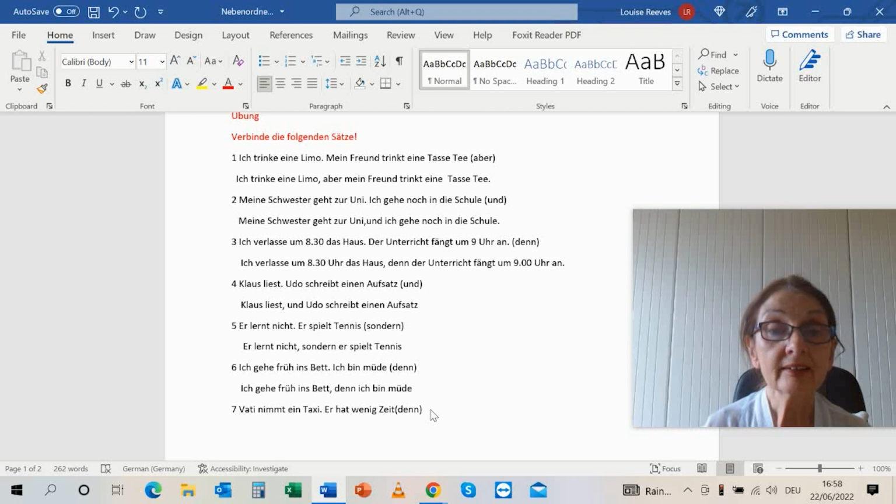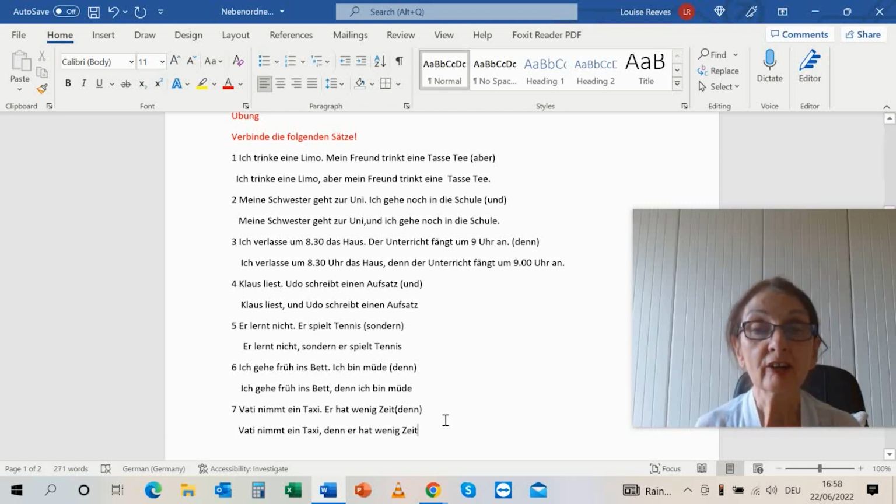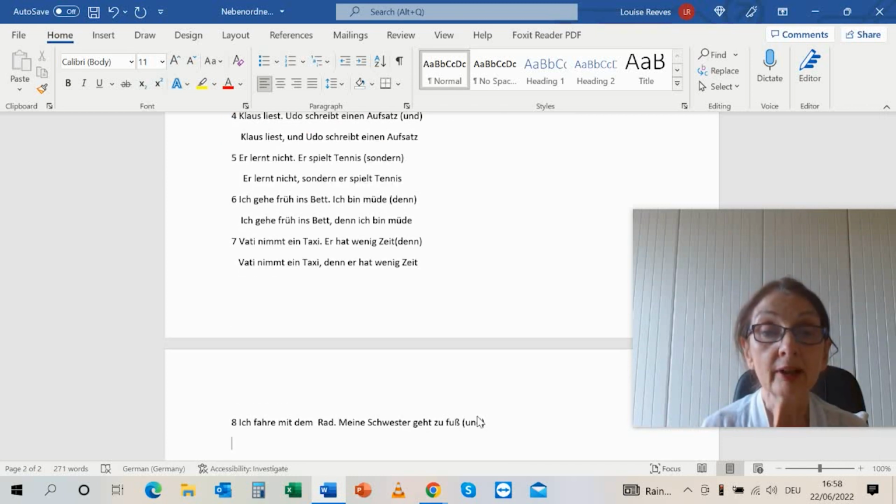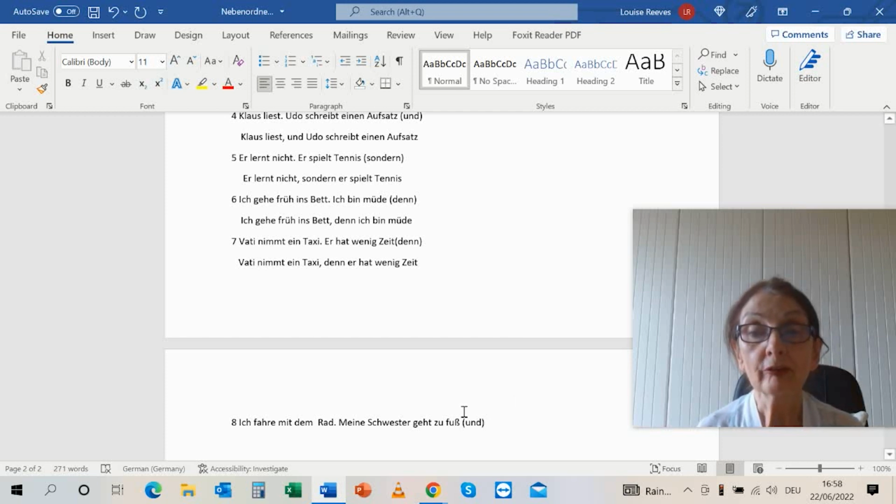Okay, Vati. Vati nimmt ein Taxi, denn now my has to be small. Hat wenig Zeit. He's taking a taxi because he has very little time. Ich fahre mit dem Rad. Okay. Meine Schwester geht zu Fuß. Now there's something wrong there. There should be a capital F.